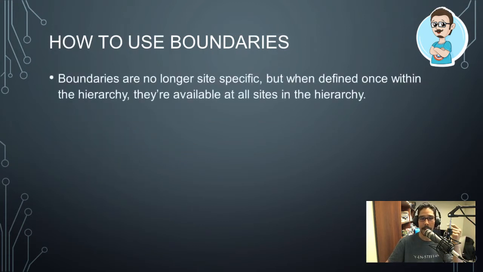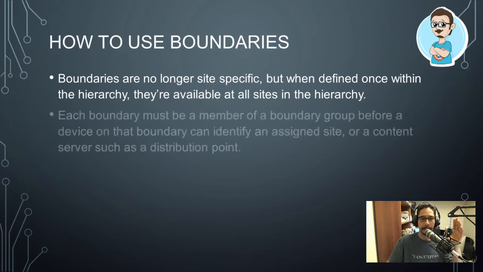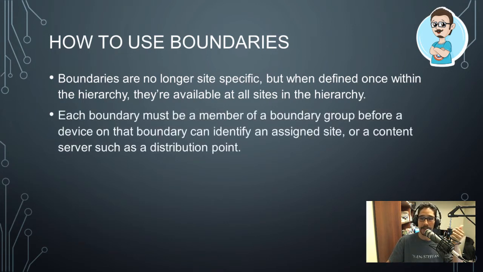How to use boundaries. Now, boundaries are no longer site specific. It used to be in the old days. SCCM 2007, they used to be site specific. But when defined once within your hierarchy, they're available for all the sites within your hierarchy. Okay, so if you define a boundary within your, let's say, centralized CAS server, your other sites will retrieve that boundary. Okay. Each boundary must be a member of a boundary group before a device on that boundary can identify and assign sites or a content server such as a distribution point, or DP.